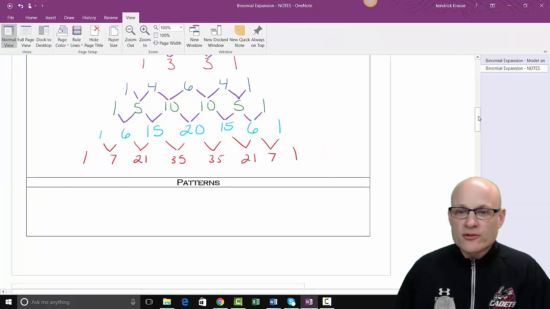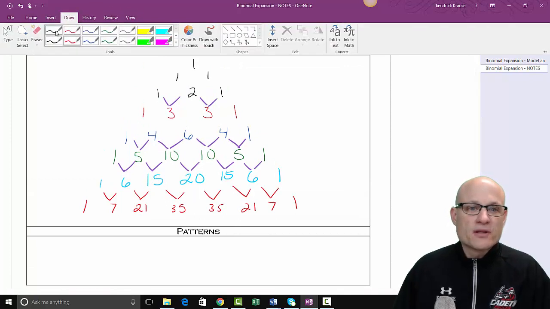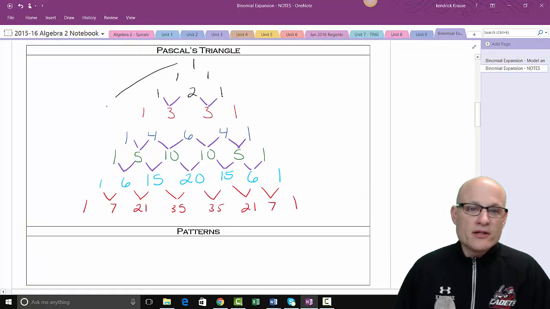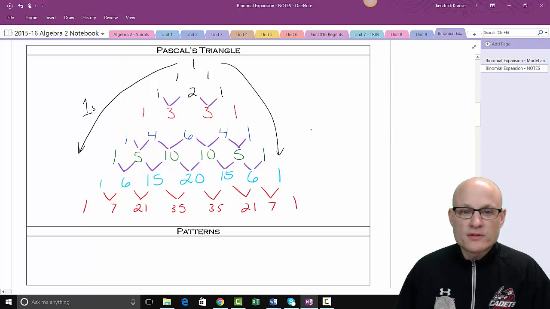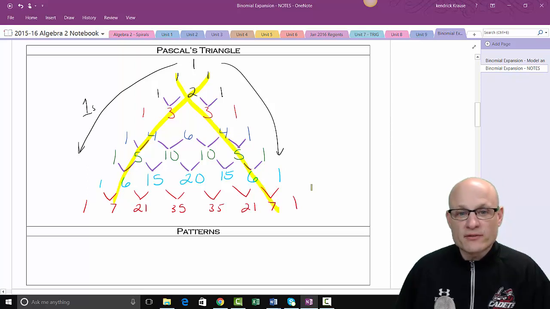What kind of patterns do you notice? Well, some of the things that you're probably noticing are that these are all 1s, and these are all 1s. What do you notice about the next row? Take a look at these. The next group is just 1, 2, 3, 4, 5, 6, 7.